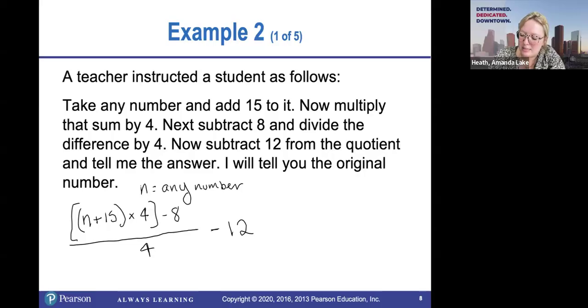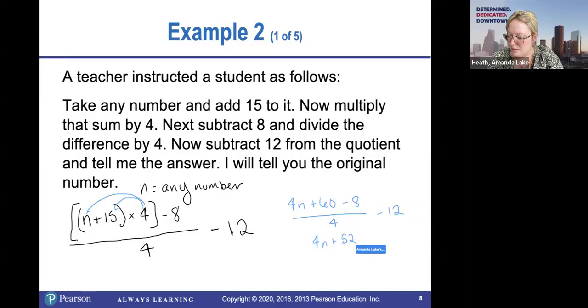So if we want to go ahead and simplify this expression, then we can distribute our 4 to this addition. So we're going to have 4n plus 15 times 4 is 60, minus 8, over 4. And this is all minus 12. Then we have 4n plus 60 minus 8 is 52, divided by 4, minus 12.